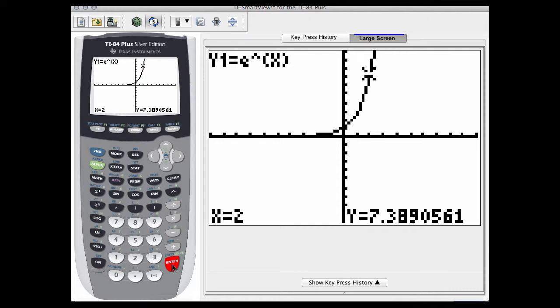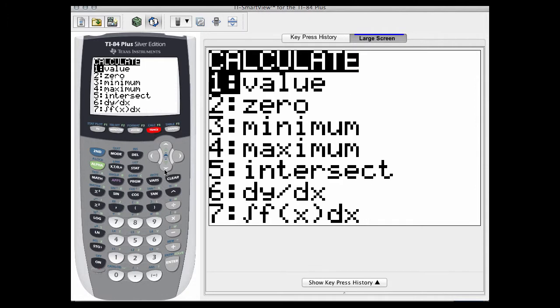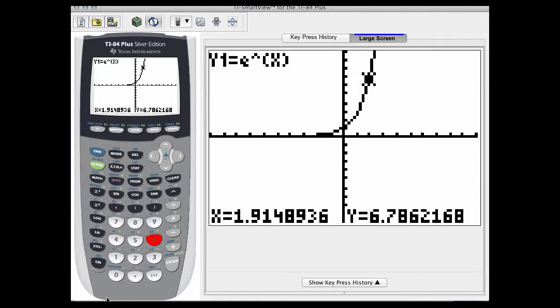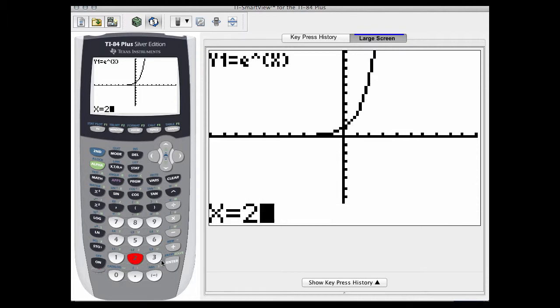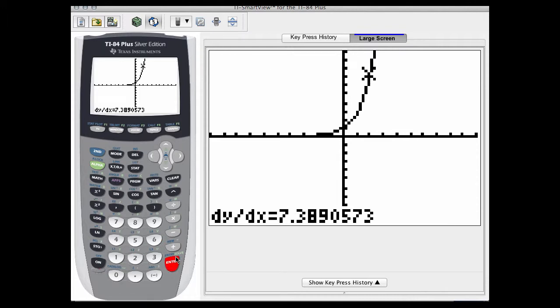So let's determine next the derivative, the slope of the tangent line at that same x value. Remember, you can do that graphically with the built-in features down at number 6, dy dx, and simply type in 2 and enter. And notice how the derivative at that point is that same 7.389. Interesting. So let's try another one.